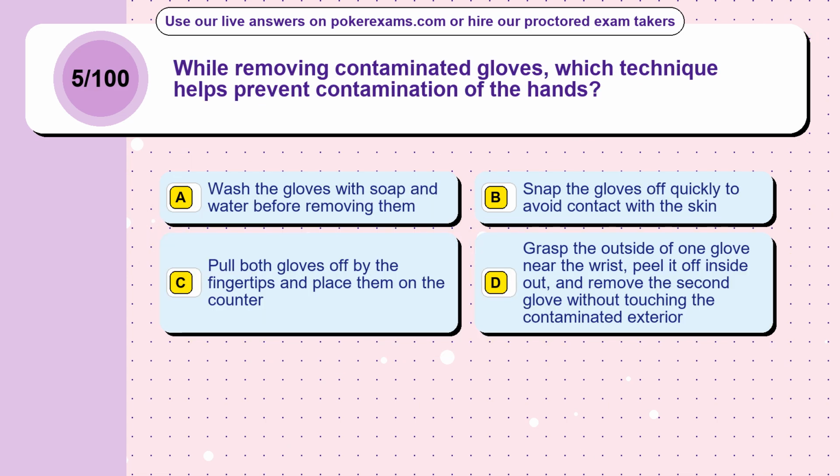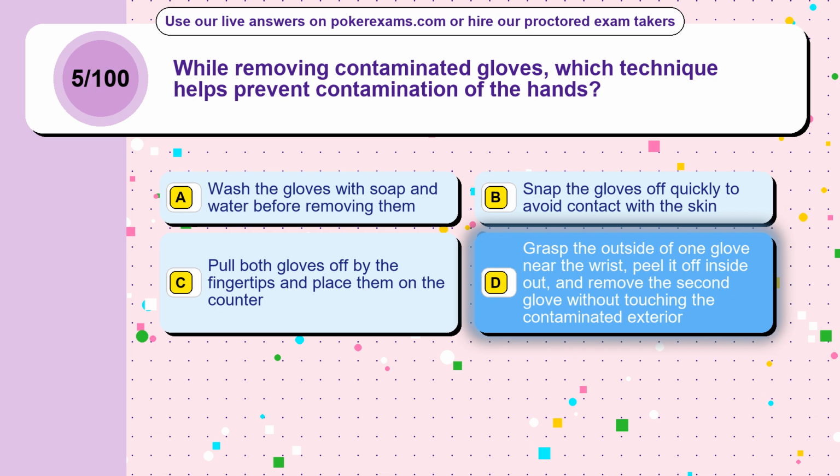Question 5. While removing contaminated gloves, which technique helps prevent contamination of the hands? Option A. Wash the gloves with soap and water before removing them. Option B. Snap the gloves off quickly to avoid contact with the skin. Option C. Pull both gloves off by the fingertips and place them on the counter. Option D. Grasp the outside of one glove near the wrist, peel it off inside out, and remove the second glove without touching the contaminated exterior.